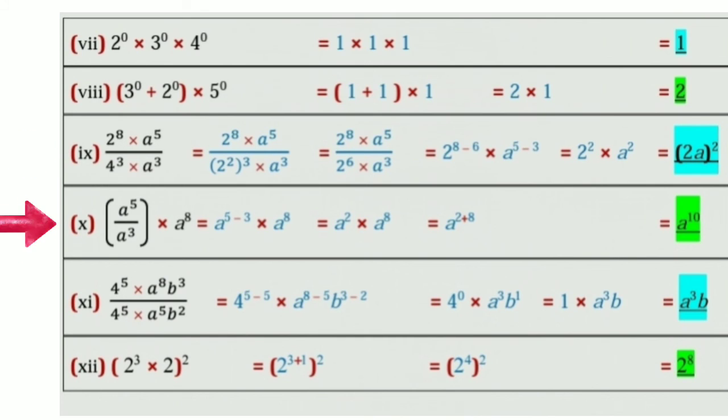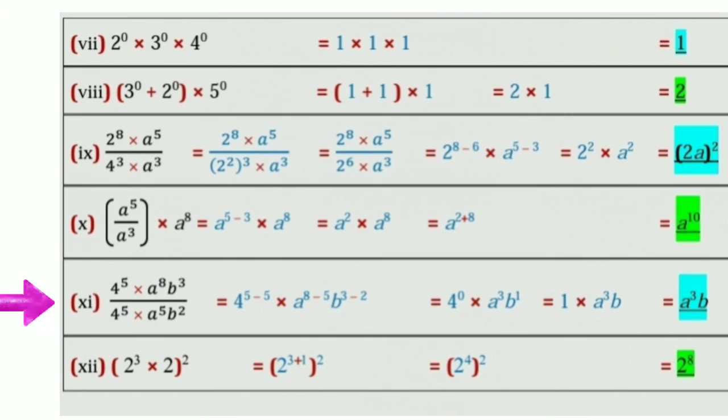10th one, (a raised to 5 upon a cube) into a raised to 8. First simplify the bracket, that is a raised to 5 minus 3 into a raised to 8, is equal to a square into a raised to 8. Now use a simple formula: we have to add the exponents as the bases are the same. Therefore a raised to 2 plus 8 is equal to a raised to 10. It's clear, everyone? Very good.